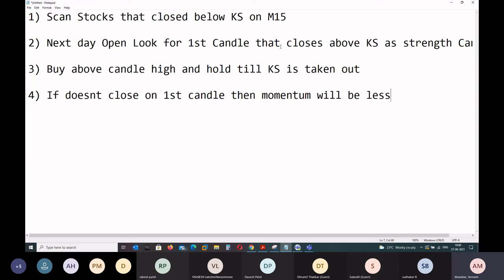So these are the rules. You can use this. Most of the time you will end up in the top gainer list. So you can make money, good money.